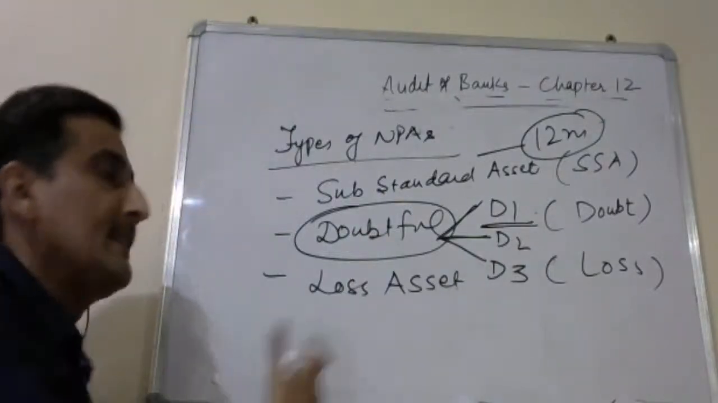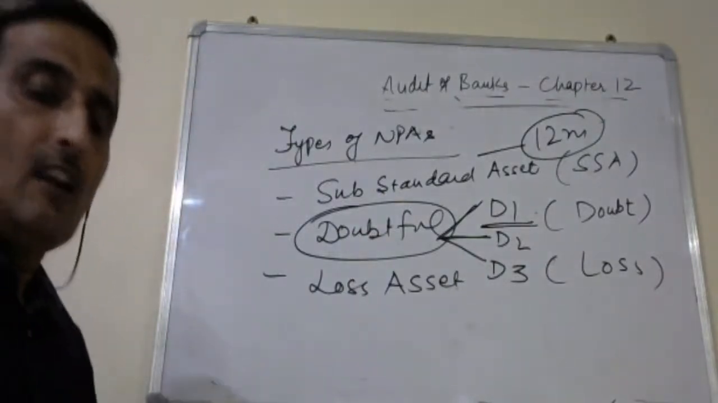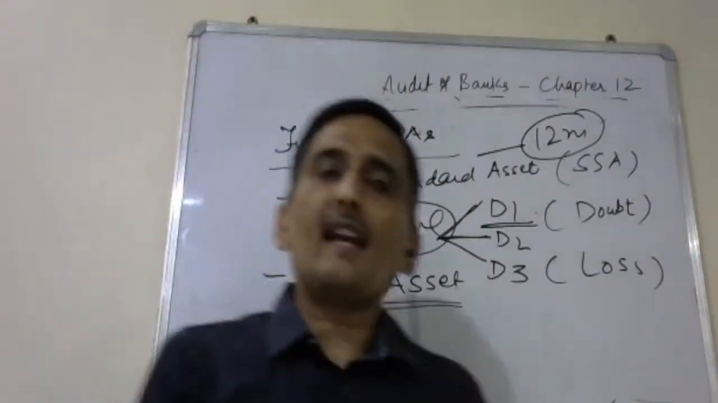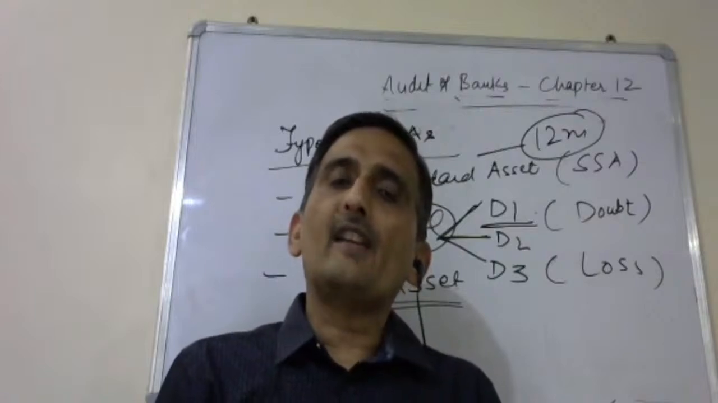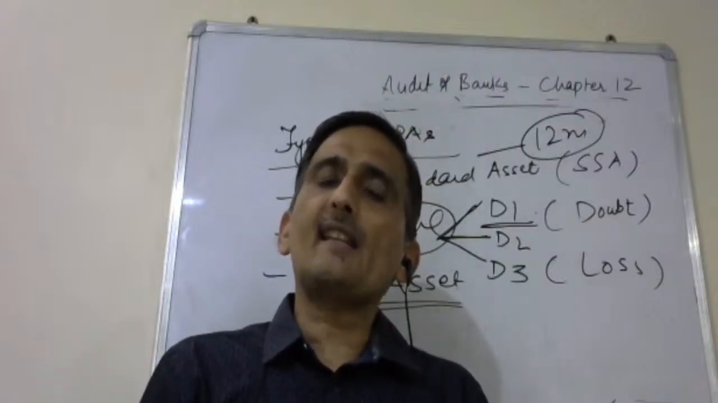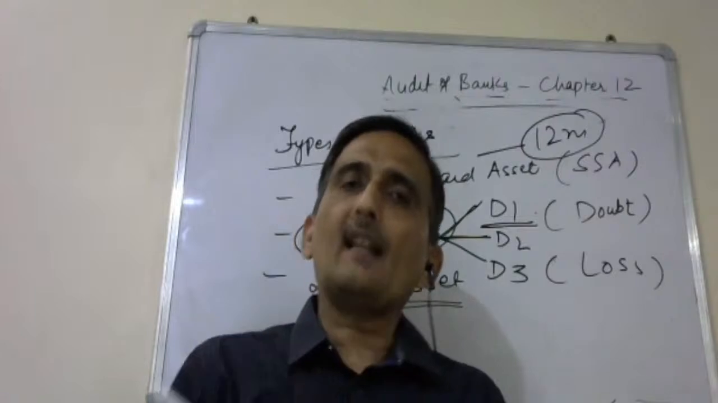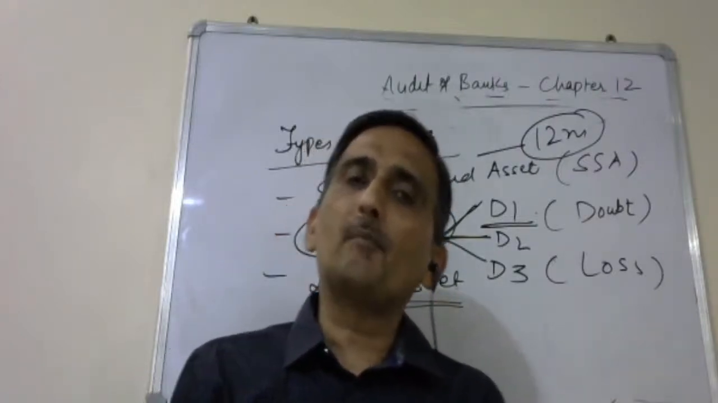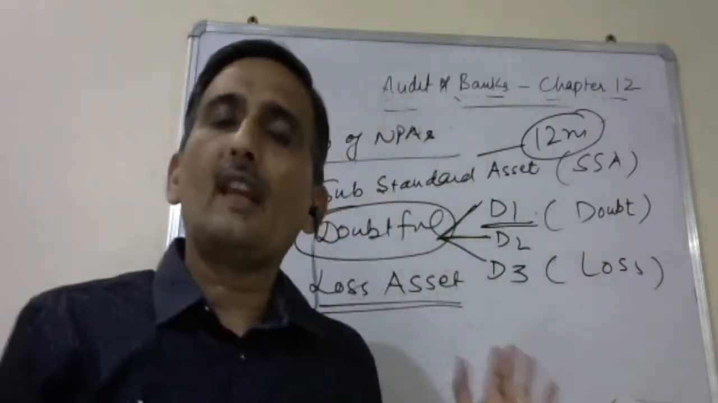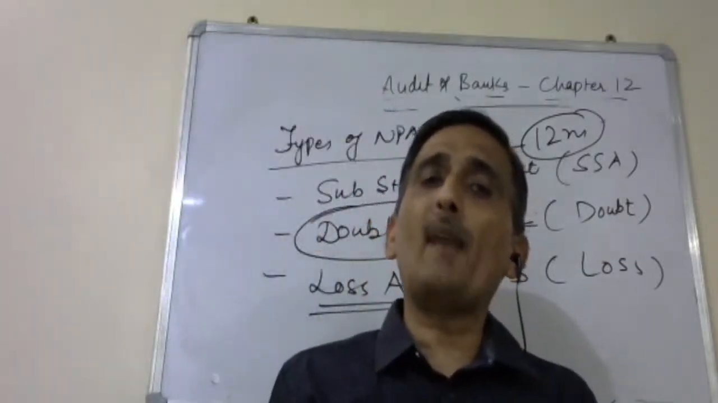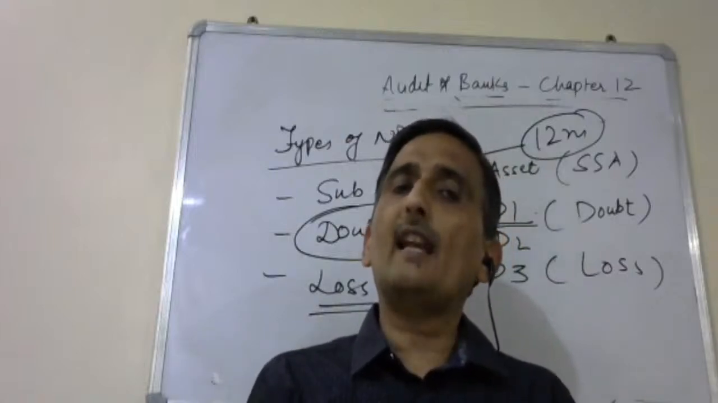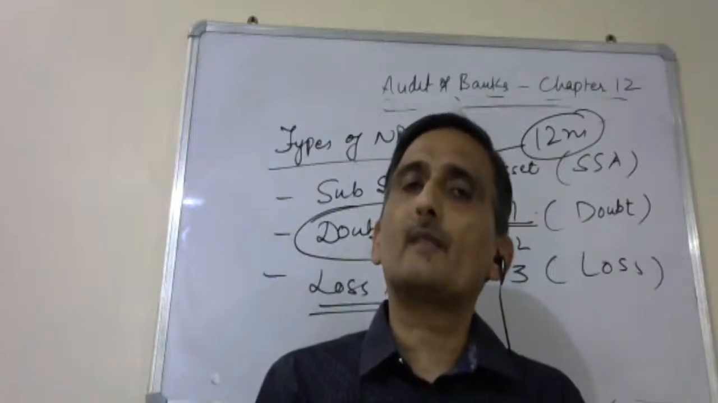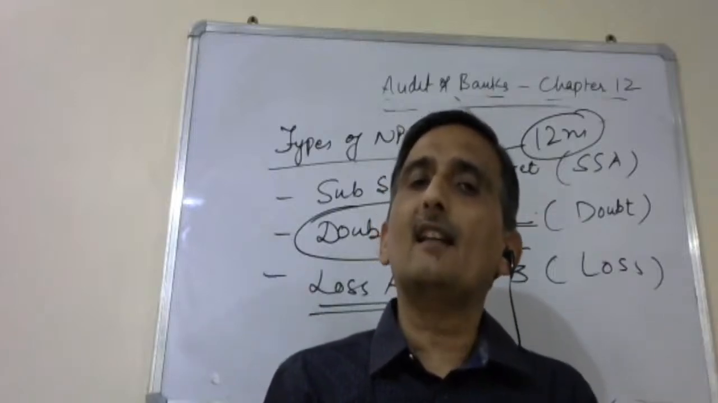Okay. And what is a loss asset? Loss asset is one which has been pointed out by internal auditors of the bank, or say external auditors of the bank, but the same has not been written off in the books of the bank, against which the bank has no security. So it is a total loss, total batta khata, the money is not going to come. Okay, so such kind of asset is a loss asset.